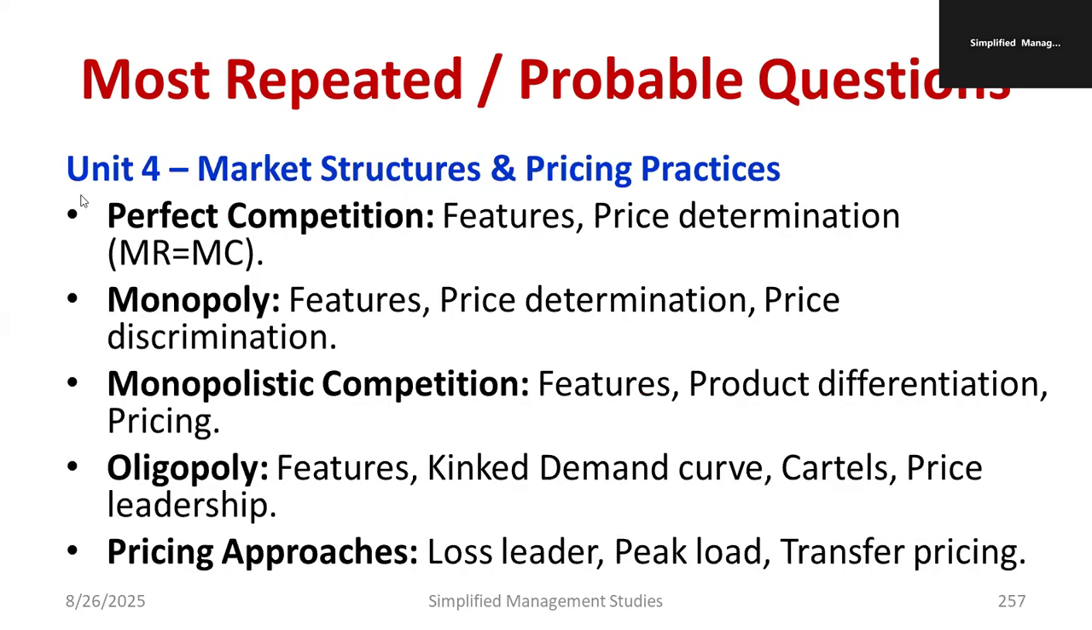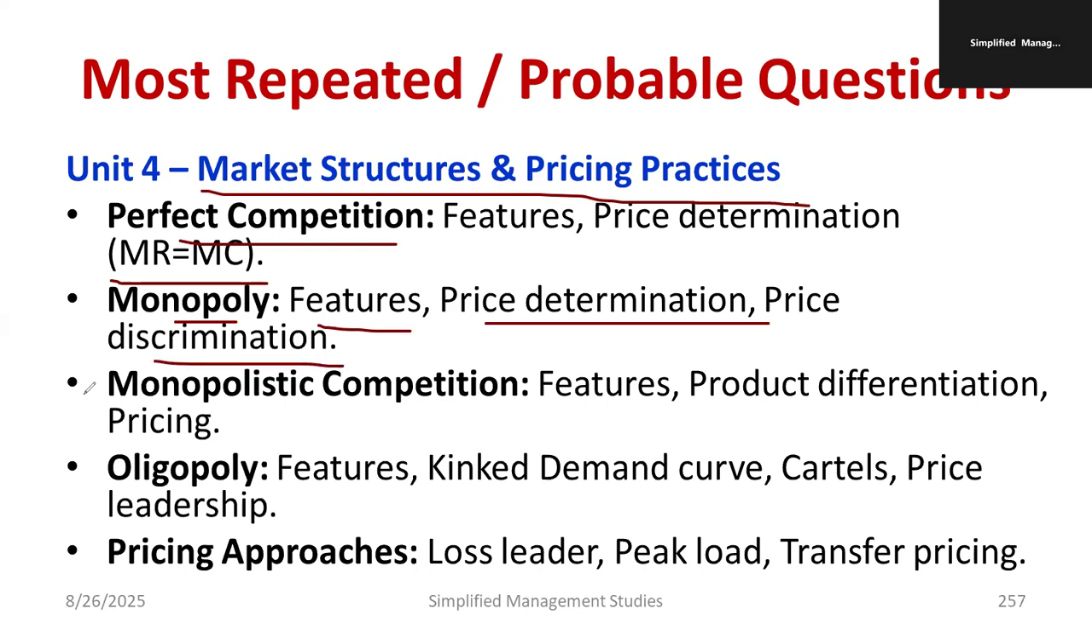Coming to unit number 4, market structure and the pricing policy. Perfect competition. Here, MR will be equal to MC. Similarly, monopoly. Features of monopoly: price determination, price discrimination. Similarly, monopolistic competition. What are the features of monopolistic competition? What are product differentiation and pricing?